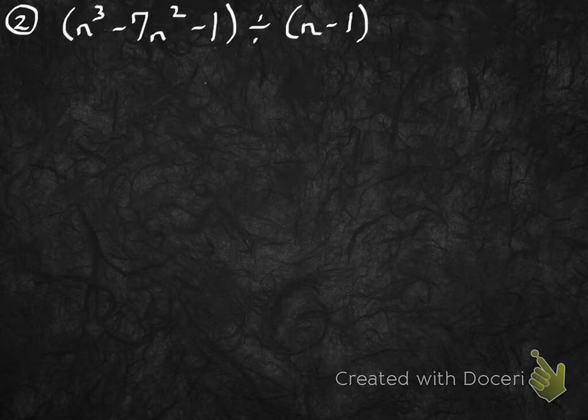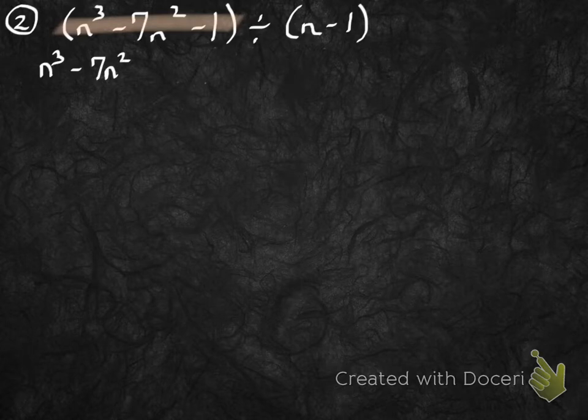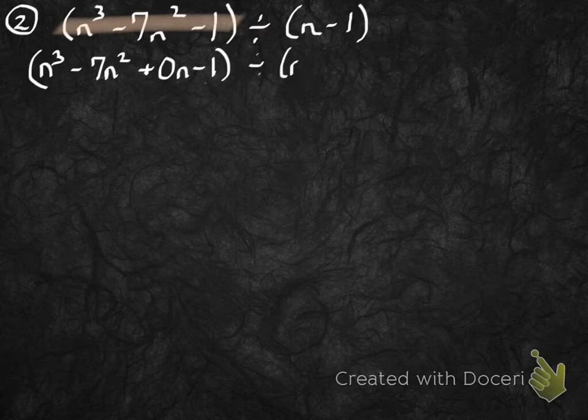So let's look at this next one. First question is, are they in order? They are in order, but I'm missing something. I'm missing the one without an exponent. And so I need to rewrite it to where I have my cubed, my squared. If I don't have something, I put a 0. Divided by n minus 1.